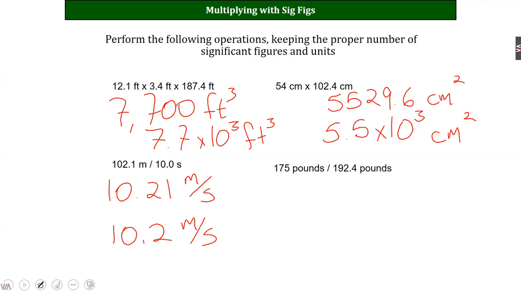What do we do if we get the same unit on top and bottom of a fraction? Mathematically, if you have X over X, what happens? X cancels out, right? Yep. You know, 1/1. So what do our units do for 175 pounds over 192.4 pounds? They're going to cancel each other out. So we actually do get a unitless number in this case, which generally means we have to add some context about what that number is. It doesn't really make a whole lot of sense as it is right now. 175 pounds over 192.4 pounds. We need some information about that.